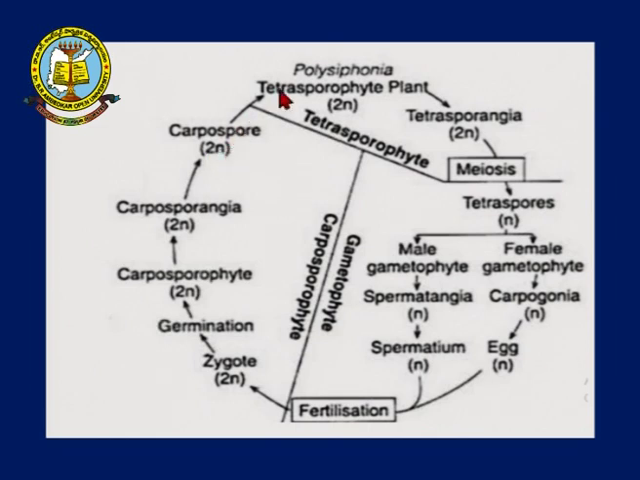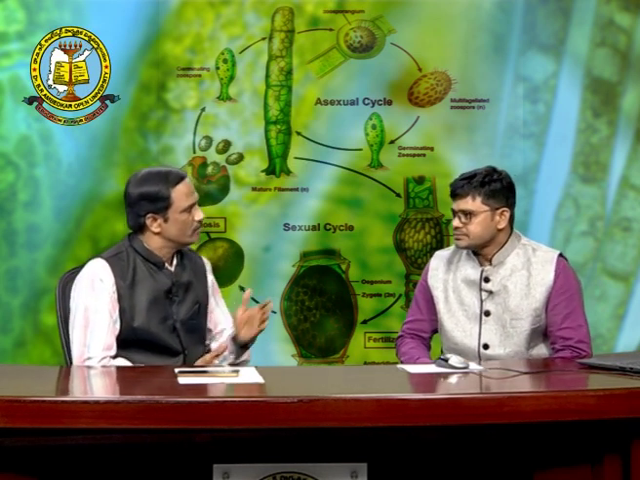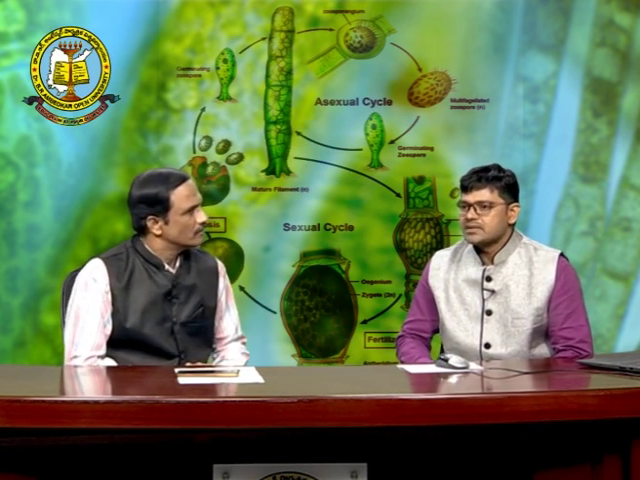This diploid carpospore develops into the tetrasporophyte. In the tetrasporophyte, the tetrasporangium develops. In the tetrasporangium, due to meiotic division, haploid tetraspores are formed. This tetraspore again develops into the male and female gametophyte. So this is the life history of Polysiphonia. Here the most important are the carposporophyte, carposporangia and carpospores. What is the importance of this rhodophytic member? From the cell wall, carrageenan and agar-agar are extracted from these rhodophytic members.